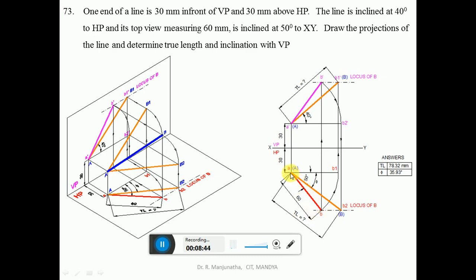Then join A to B with a dark line, so that you get the top view. Once you get this line, then you draw a dash dot line here, which is going to be the locus of B in the top view.